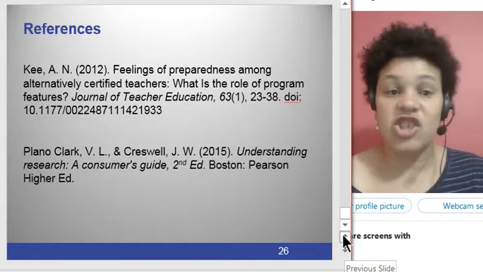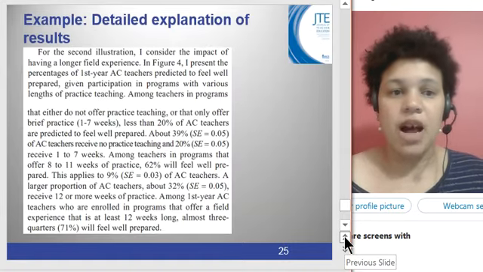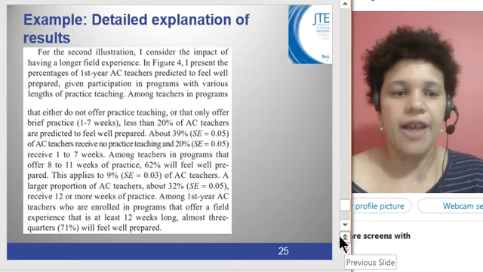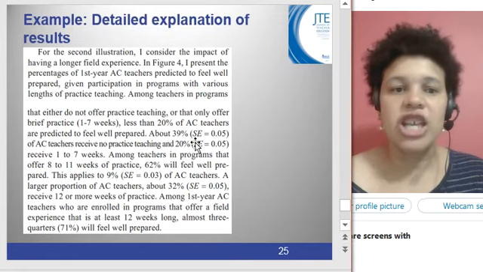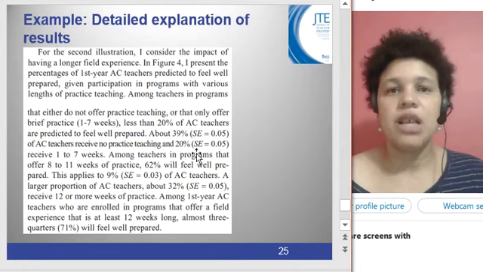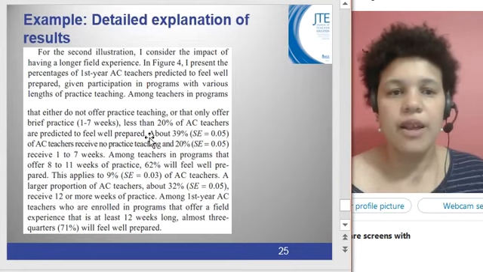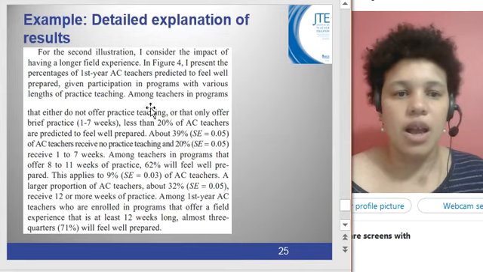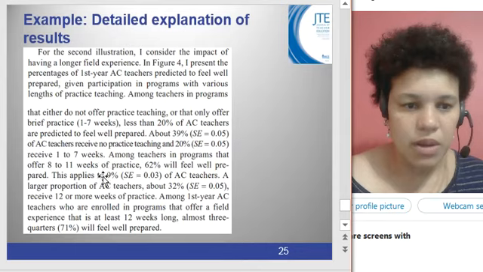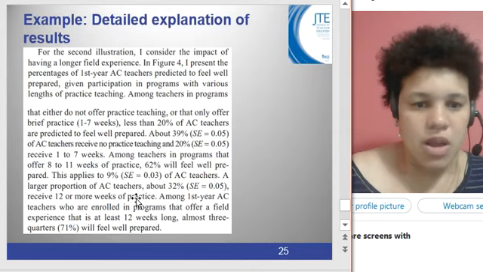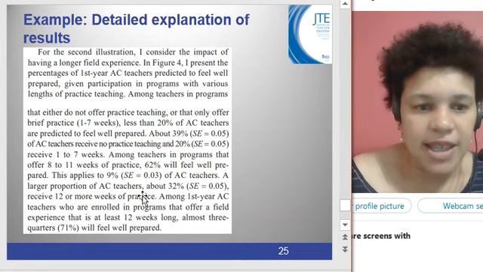Okay, so here are just the references from this section. But just to wrap up, as you're reading the detailed explanation of the results, it should illuminate what is in the tables or the figures. For example, let's look at this here.